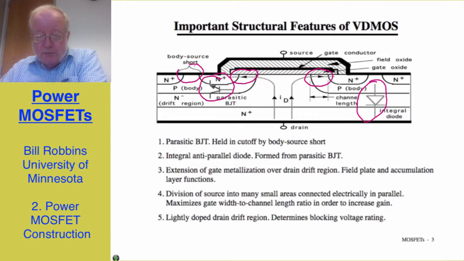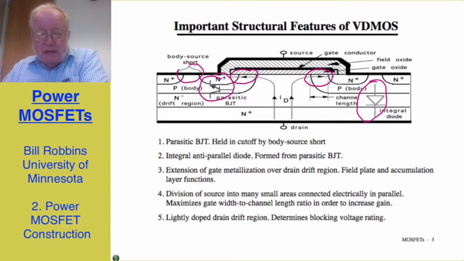The other feature I would call your attention to is the gate metallization, which is shown here just above the oxide layer. That gate metallization normally only extends over the channel area, but in a power MOSFET, we extend it completely over the drift region as it comes up from the bottom surface to the top surface, so that this plate, if we want to call it that, or gate metallization, functions as a field plate.